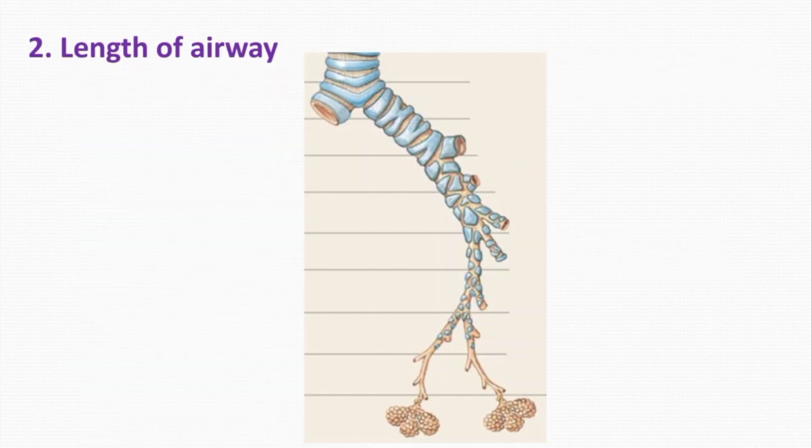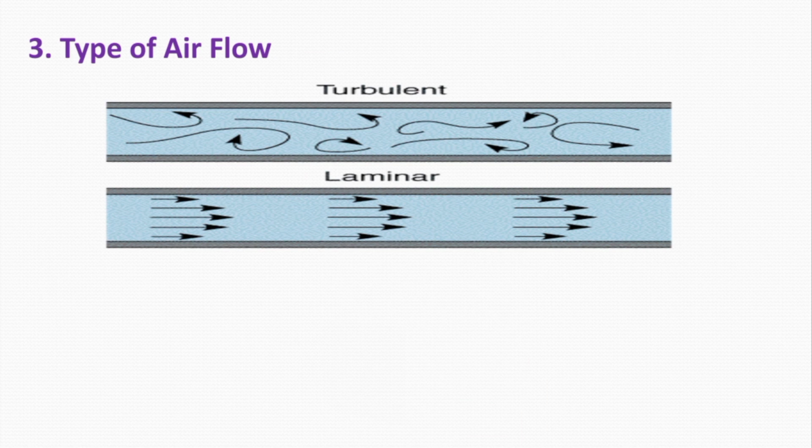Now, the next factor is the length of the airway, and from Poiseuille's law you might expect that the more the length of the airway, the more will be the resistance, and it is true. But length of the airway is not an important factor in determining the resistance of airways, because the length of airway does not change much during phases of respiration, in normal respiration and even in diseased conditions. So, this is a less important factor.